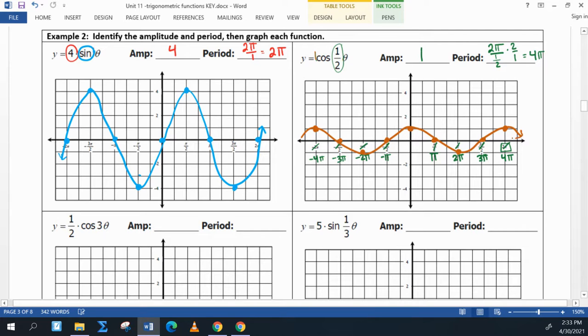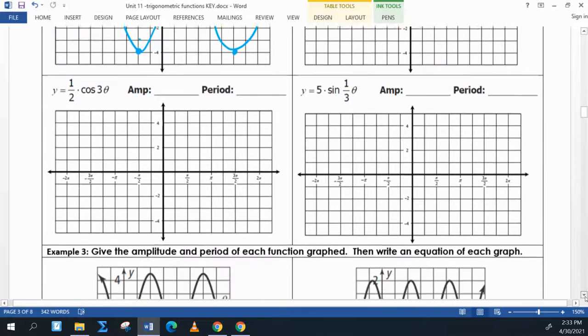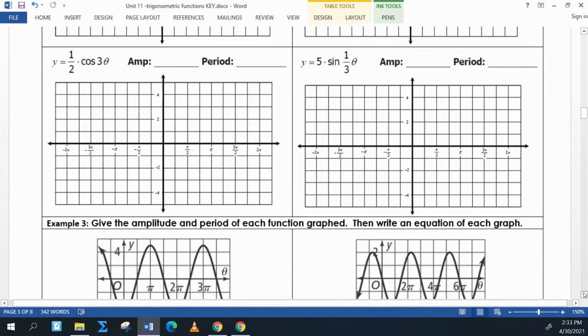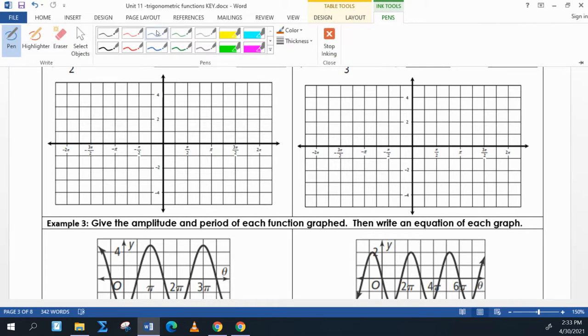And there's our cosine curve. Isn't that nice? All right, let's try 2 more here. Then we'll save the last 3 for our last video. But let's look at this one.